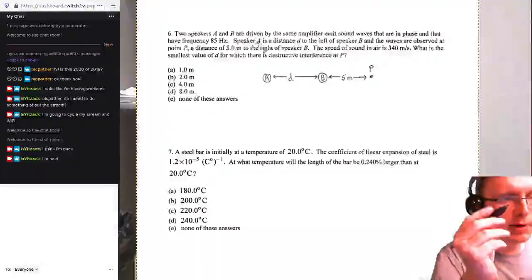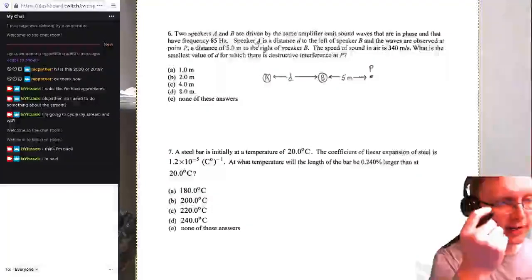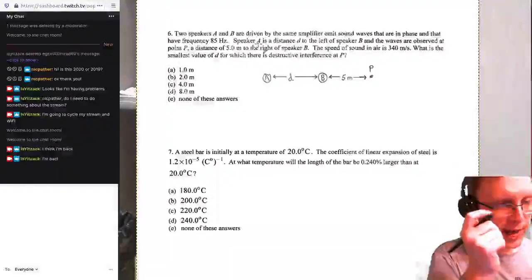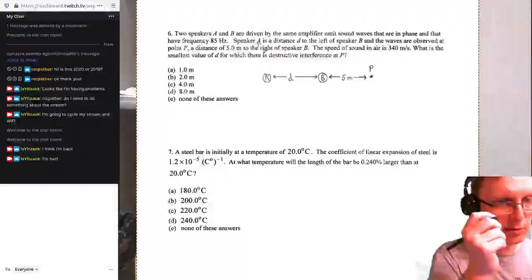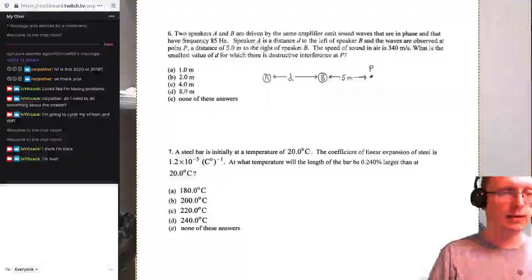Speakers A and B are driven by the same amplifier and emit sound waves that are in phase and that have a frequency of 85 Hertz. Speaker A is a distance D to the left of speaker B, and the waves are observed at point P, a distance of 5 meters to the right of speaker B. The speed of sound is 340 meters per second. What is the smallest value of D for which there is destructive interference at P?